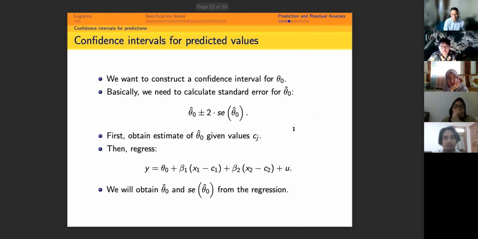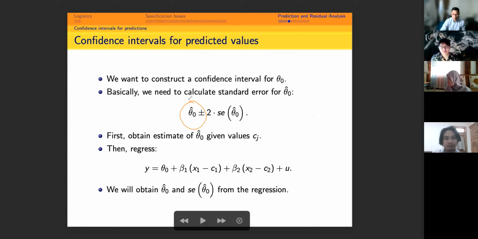So basically, to accommodate uncertainty in the data, we want to construct a confidence interval for theta 0. And how do we construct a confidence interval? As you recall from the discussion of confidence intervals in chapter 4, what we need to do is basically to calculate the standard error. Okay, so basically the confidence interval is going to be the estimated coefficient plus or minus some margin of error. Okay, in this case, the margin of error is 2 multiplied by the standard error of theta 0 hat.